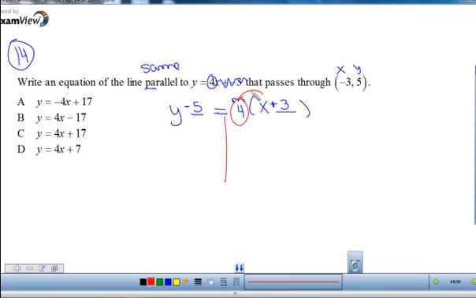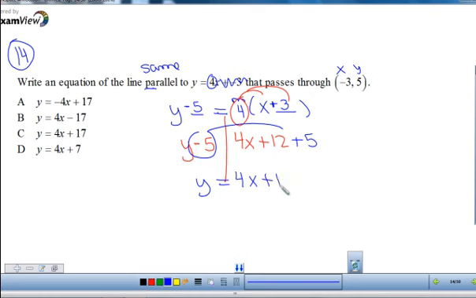And you're going to distribute. So 4 times x is 4x. 4 times 3 is 12. Bring down the y minus 5. And then you're going to add 5. Move it to the other side. So you get 4x plus 17.